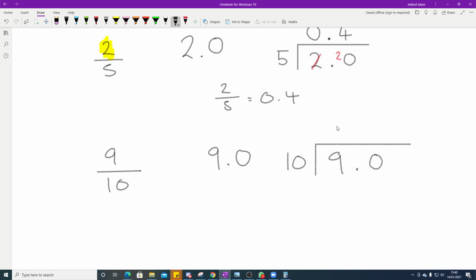So how many 10s go into 9? That's 0. You cross out the 9 and you put the 9 next to the 0. So that becomes 90. Then we put the decimal point in according to the question, and then it's how many 10s go into 90? Well, the answer to that is 9. So there we go, we've converted this fraction into a decimal. So 9 over 10 equals 0.9. And that's it. That's as simple as it is.